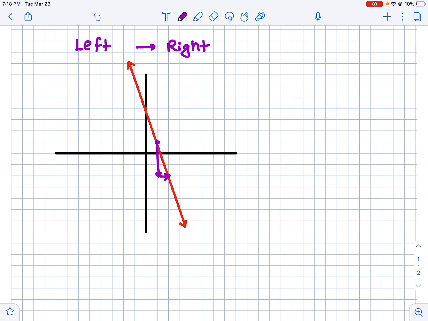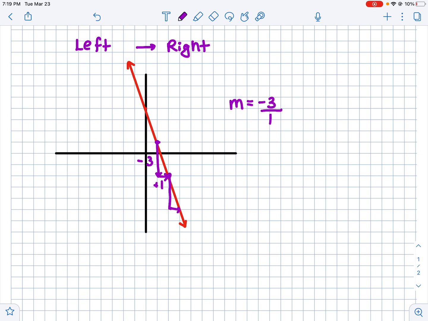So I'm going down 1, 2, 3. So 3 is my rise. I'm going to say -3, since I'm going down 3. And then I'm going over to the right 1, which is a positive 1. So the slope this time for rise over run is -3 over 1. Every time to get to the next point, I'm going to go down 3 and over 1.